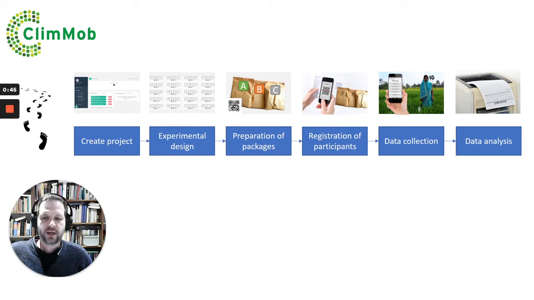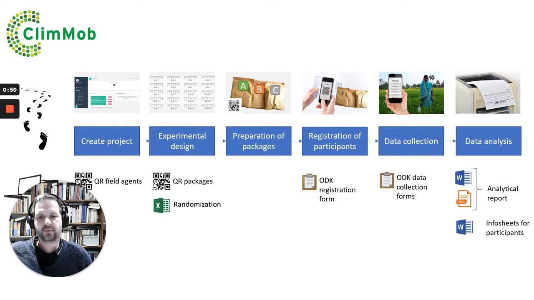It also helps you with all these steps, with all these different products that the platform generates. So there is a QR code for the field agent. There's a QR code for each of the packages when you distribute the seeds. You will also get these electronic questionnaires that right now we use through ODK, which is an Android app. So all the technical details will come in the next videos, but it's good to have this overview of the whole process and to see how this ClimMob platform is going to help you with all these aspects.